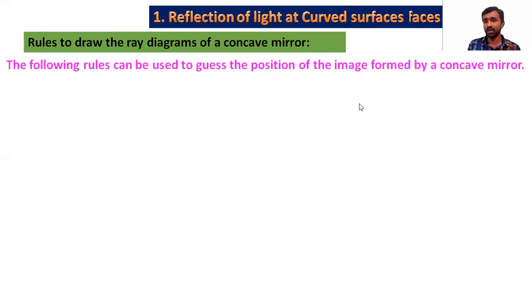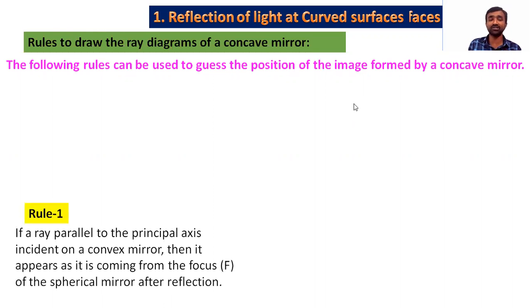R1, R2, R3. R1 is what? Parallel to the principal axis. R2 is passing through the focus, and R3 is passing through the center of curvature. But in this case, you will find a difference compared with the concave mirror. So look at that. The first rule is that the ray which is parallel to the principal axis and incident on a convex mirror. Then what happens?